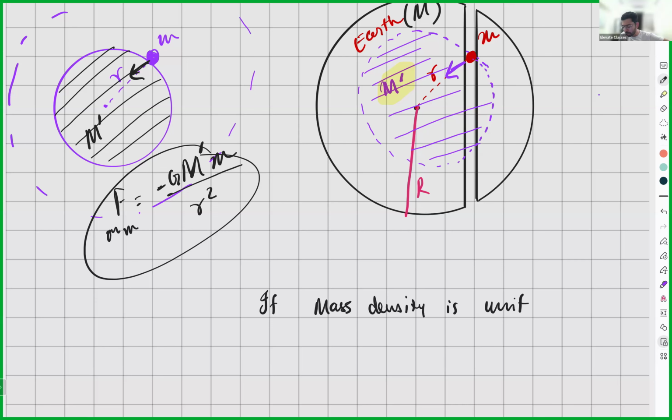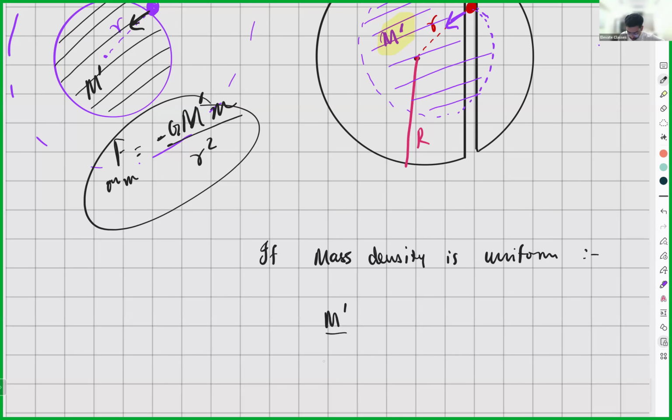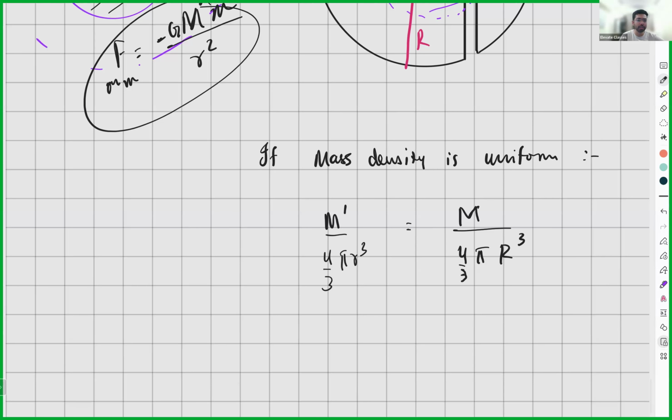So if mass density is uniform, or the mass is uniformly distributed, then m dash by the volume of the small sphere, that is 4 by 3 pi r cube, will be equal to dm by dv, which will be equal to total mass divided by total volume, 4 by 3 pi capital R cube. You can also use the elemental mass concept, but this is a simpler approach. So 4 by 3 pi gets cancelled, and m dash becomes M r cube by capital R cube.